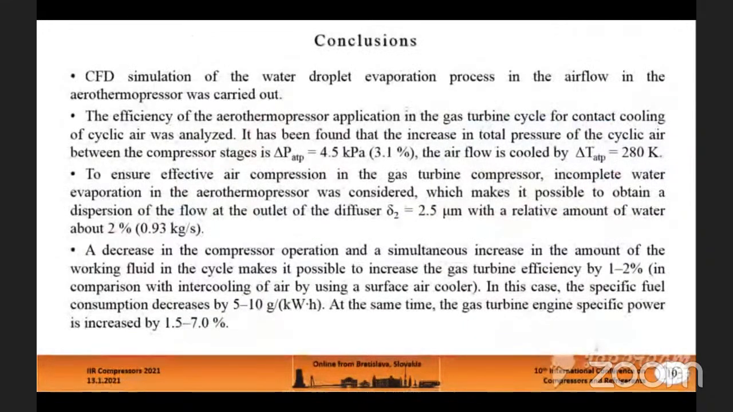So, conclusions. The main of which is that the thermopressor provides effective fine atomization of water. The droplet's diameter at the outlet from the apparatus does not exceed 3 microns, and therefore a more effective isotherm of the compression process in the high-pressure compressor could be achieved. A decrease in the compressor operation and an increase in the amount of the working fluid in the cycle makes it possible to increase the gas turbine efficiency by 2% in comparison with the cooling of air by using a surface air cooler.